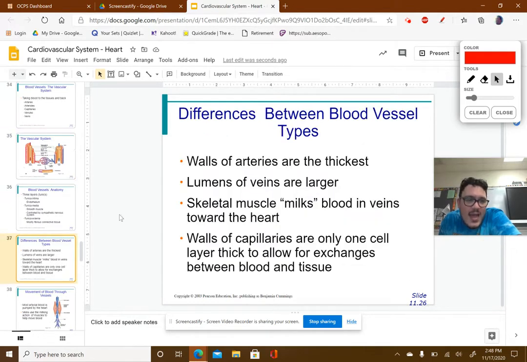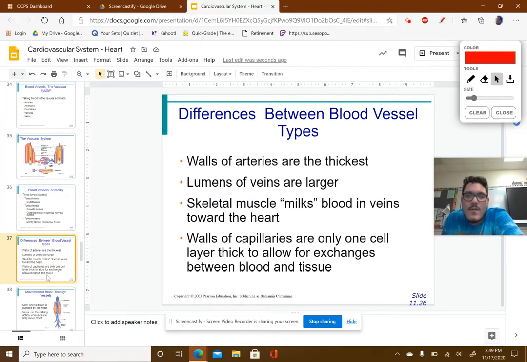Why would an artery have to be thicker than a vein? Think of what an artery does. An artery carries blood away from the heart. And how does it carry the blood away? Because the heart pumps. So when the heart pumps, it generates a lot of force. So the arteries need to be able to withstand the force of the heart.